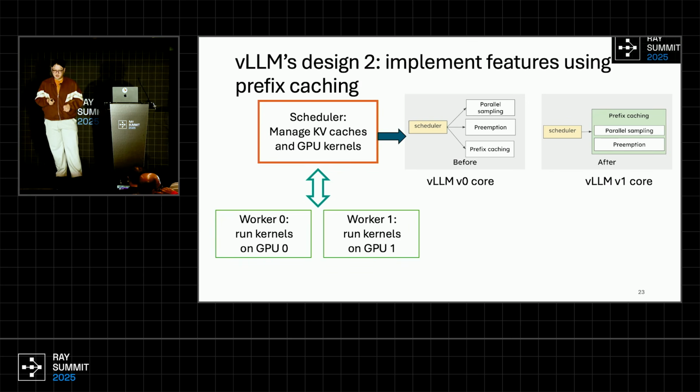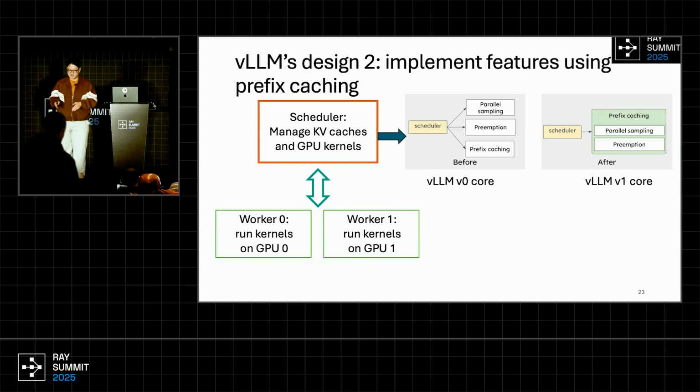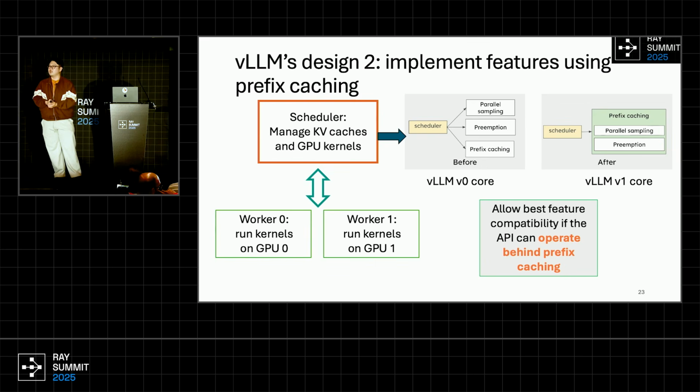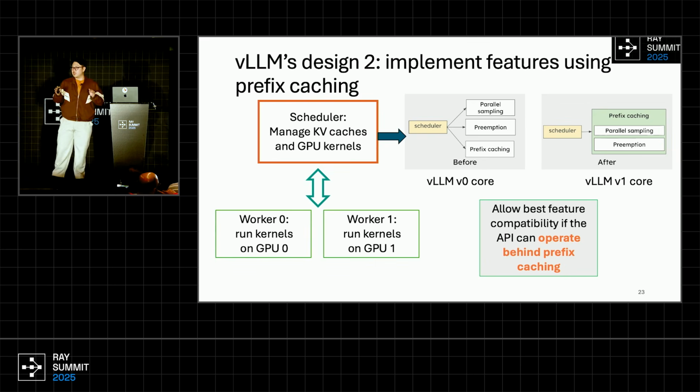For example, in this figure, in the old vLLM core, they implemented different functionalities separately. Parallel sampling was implemented using a bunch of code, and for preemption they implemented a complicated swapping logic, which hurts the scalability of the project, and of course prefix caching itself. But starting from the new version of the core, vLLM implements functionality on top of prefix caching. This makes prefix caching a very special feature: if we hide our KV cache transfer behind the hood of prefix caching, we can easily achieve feature compatibility.